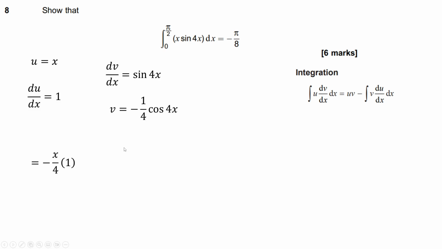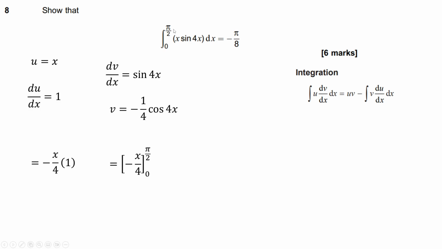Okay, sorry. u multiplied by v, because this is our left hand side. So you do u multiplied by v, which is x multiplied by this. Now, when you plug in, cosine 4x is where x is just going to be pi over 2, and so 4 multiplied by pi over 2 is just 2 pi, and then cosine of 2 pi is just 1, so this will just be minus a quarter x. Okay, and that's fine. You can leave it like that.